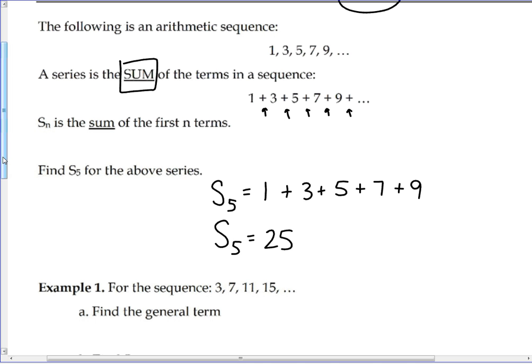Okay, notice the difference between S5 and T5. This is T5, the 5th term. S5 is 25. It's adding all those 5 terms together. That's a series.